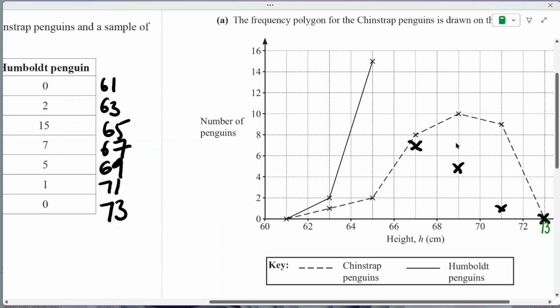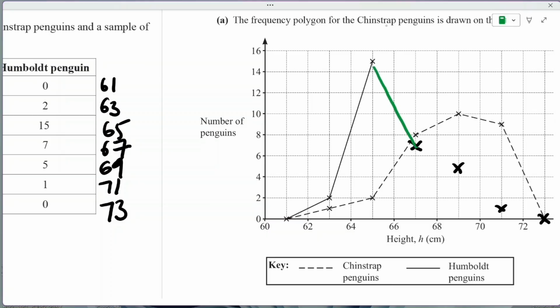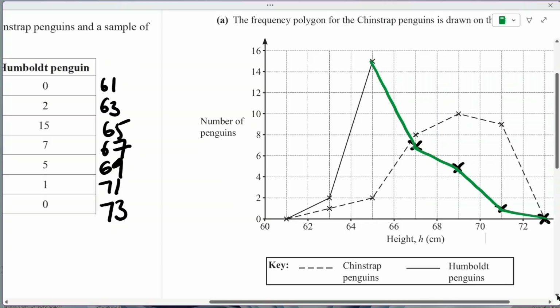Now you can join them as done with the frequency polygon of the Chinstrap penguins. So you join the points 2 at a time with straight lines. We've actually completed the frequency polygon for the Humboldt penguins on the grid. So this is the answer to the first question.